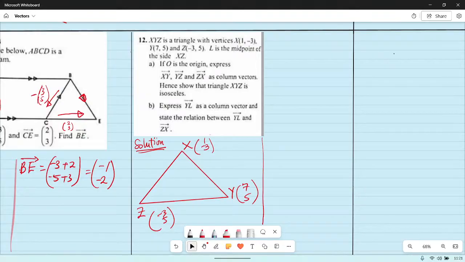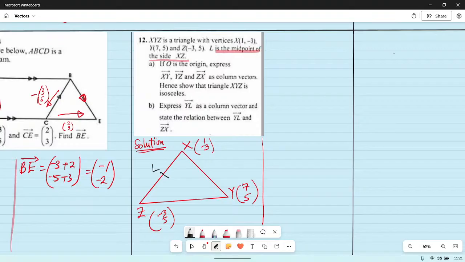Okay, now it says L is the midpoint of the side XZ. We have this triangle, and L is the midpoint of XZ. So where's XZ? Z, and L is here. L is the midpoint. Are we okay? Okay.